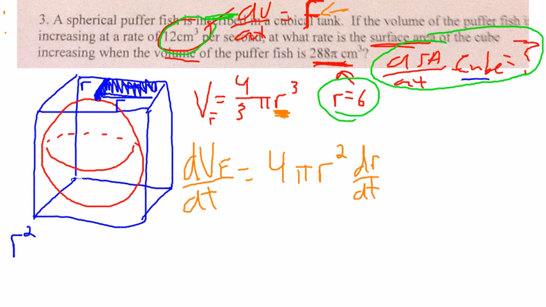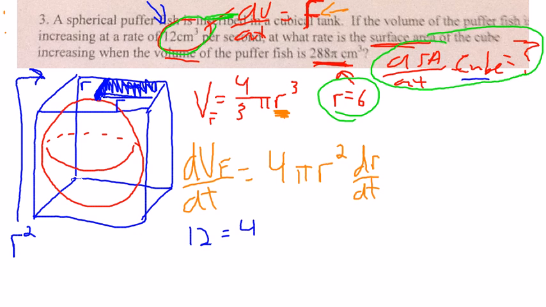So I'm going to use that to figure out how the surface area is changing. The surface area is related to the r. So if I know how r is changing, then I get dr dt and stuff like that. So anyway, I'm going to plug in this right here, that 12. It's dV dt. So I get 12 centimeters. I'm not going to write my units.